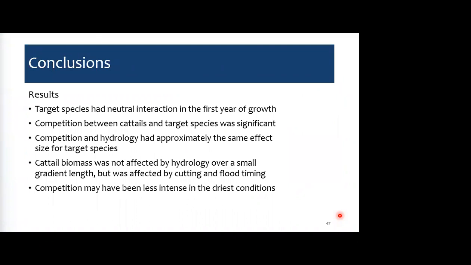So in this chapter, I found that target species had neutral interaction in their first year of growth, so neither facilitation nor competition. I found that competition between cattails and target species was significant, and that competition and hydrology had approximately the same effect size for target species growth, but cattails were not affected by hydrology over the small gradient length. So there wasn't enough difference in the wet and the dry conditions to affect cattail biomass.